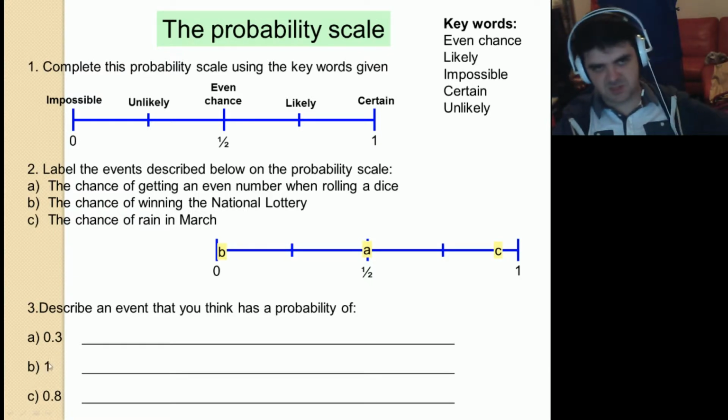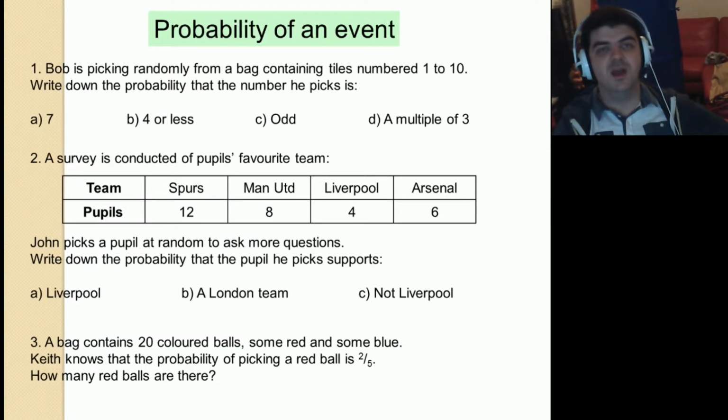Or something that's a probability of 1, i.e. certain, or a probability of 0.8. But we're going to move on and do some examples. So Paul was picking from a bag containing tiles numbered 1 to 10. There are 10 tiles inside.